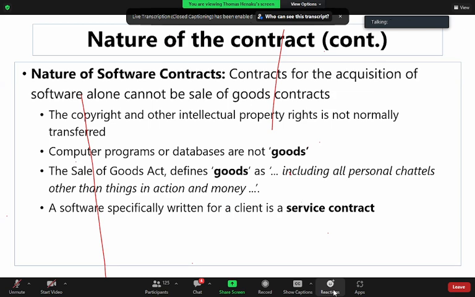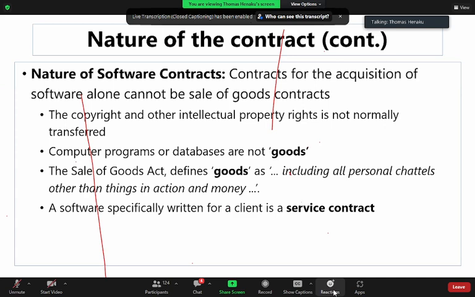So the predominant nature of the software contract is the provision of a service. Because when you are going into that contract that they should write software for you, inherent in that purpose or intention is that you want that software to provide a certain service. And that is the purpose of the nature. So the predominant nature of the software contract is the provision of a service.